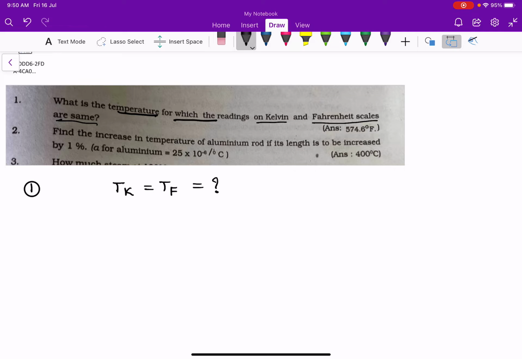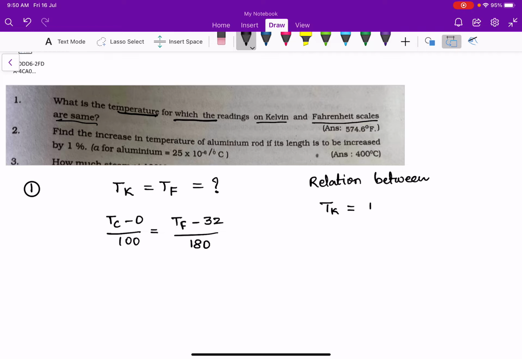We know the relation between the Celsius scale and the Fahrenheit scale, that is (Tc minus 0) by 100 is equal to (Tf minus 32) by 180. We have proved this already. And also we know the relation between the Kelvin scale and the Celsius scale: temperature in Kelvin equals temperature in Celsius plus 273.15. So temperature in Celsius is equal to temperature in Kelvin minus 273.15. Substitute this Tc value here.